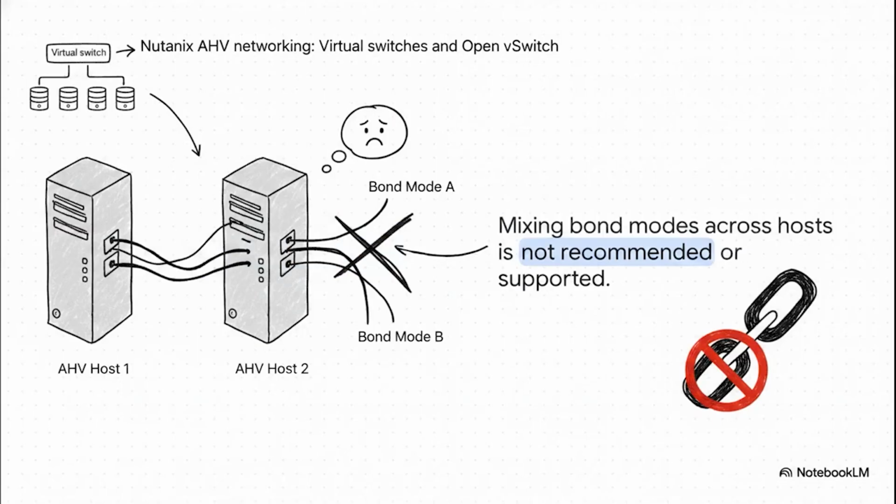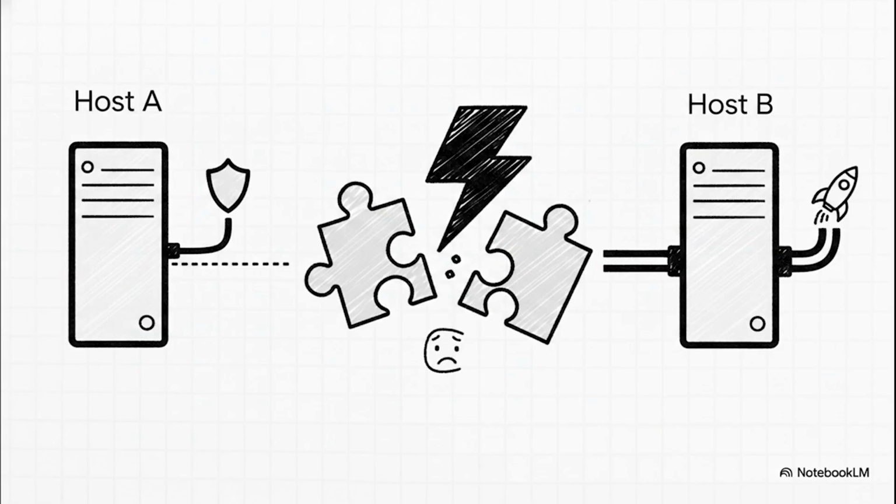Right there in the AHV administration guide, there is a strict, non-negotiable rule. The mixing of bond modes across AHV hosts in the exact same cluster is not recommended, and frankly, it is not supported. So here's how this inconsistency builds a massive problem in your cluster. Let's say host A is perfectly happy using the default active backup bond mode, but an eager admin went in and configured host B to use the LACP balance-tcp bond mode, thinking they were doing a good thing and improving performance. Because those hosts now have fundamentally different network behaviors, your overarching virtual switch is officially in an inconsistent state.